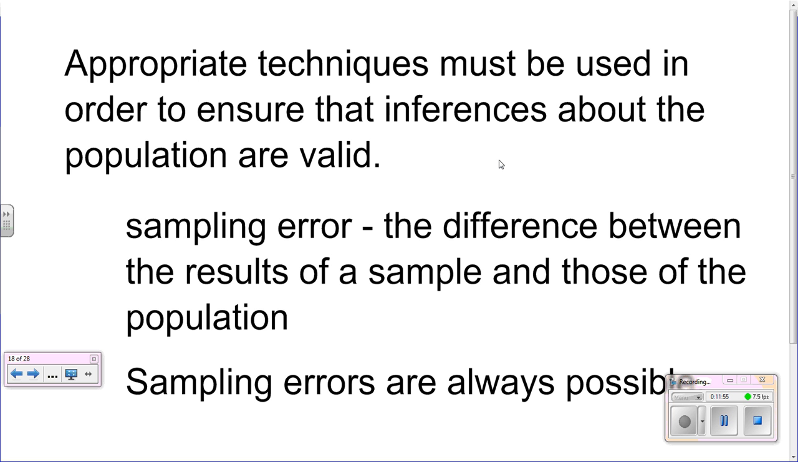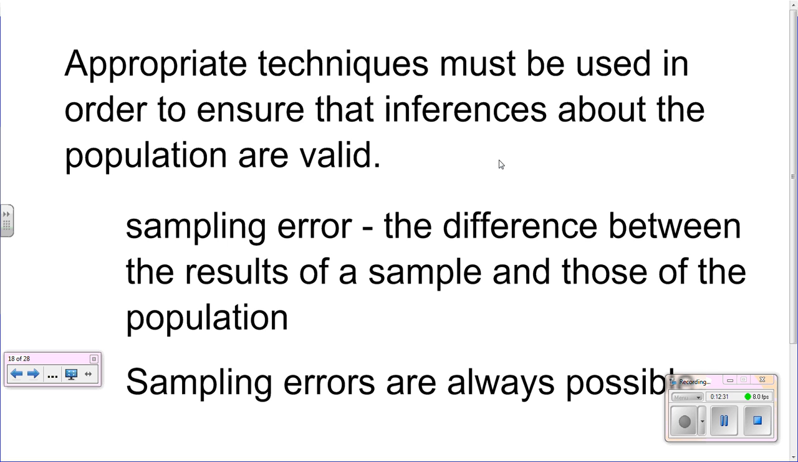Appropriate techniques must be used in order to ensure that inferences about the population are valid. So you're going to take a sample, and then you're going to use that sample to make an inference about an entire population. But the appropriate techniques are the most important part. If you're not using appropriate techniques to get a sample, then you're going to end up with a sampling error. The sampling error is the difference between the results of a sample and those of the population. Sampling errors are always possible.